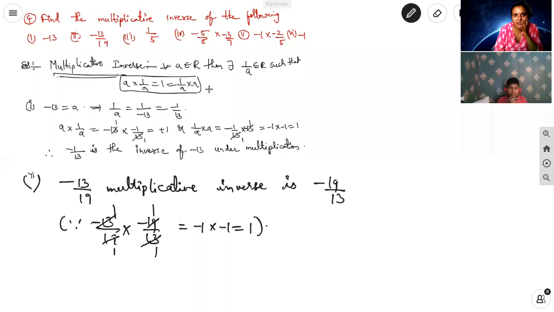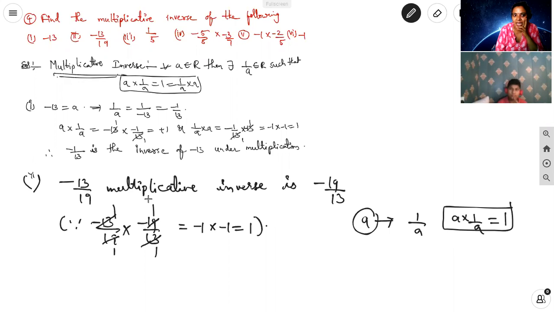If they have given any fraction, you can take the reciprocal of that fraction, which is the multiplicative inverse. Why? Because if a is the given number, then 1 by a is the multiplicative inverse, and the product of these two, a into 1 by a, gives 1. So the reciprocal of a is 1 by a, and the reciprocal of 1 by a is a. Here the sign is the same as this. You take the reciprocal, meaning the denominator becomes the numerator and the numerator becomes the denominator.